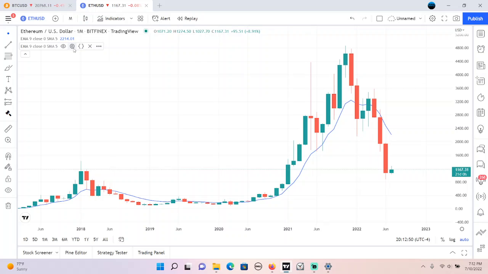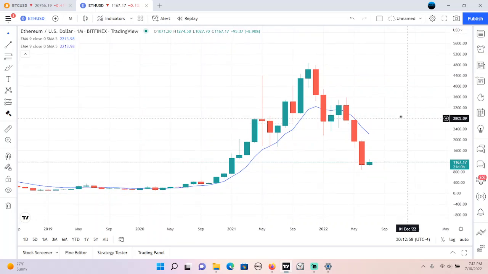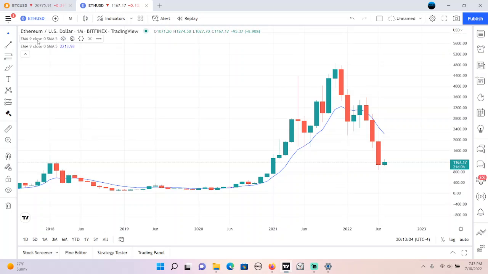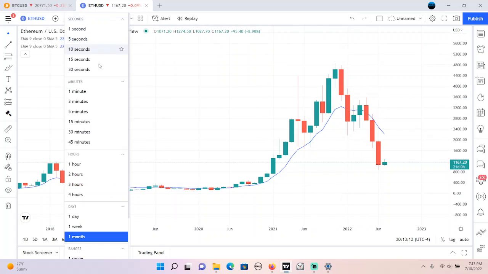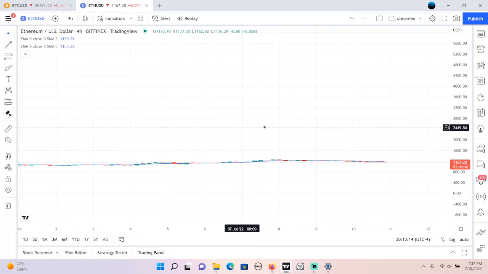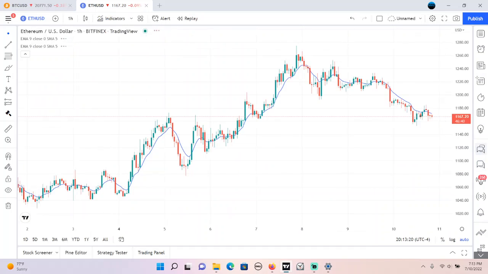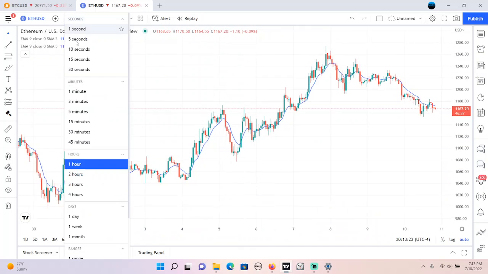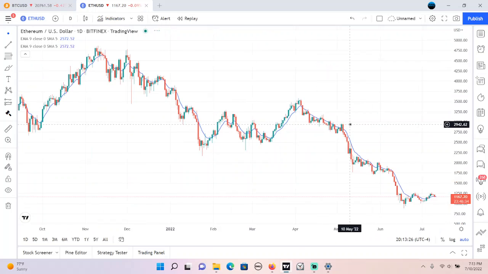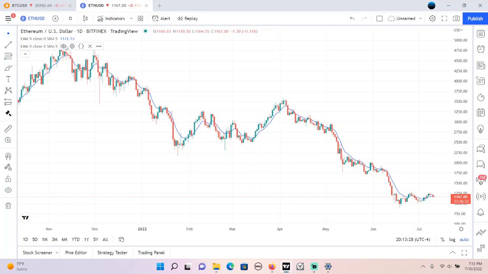So a moving average, all it does is take the history of the price and plot it on a line. So the 9 moving average would be the average of the last 9 candles. On the monthly chart, it's the last 9 months. If we go to the 4 hours, it's the last 4 hours. If we go to the hour, it's the last 9 hours. If we go to the day, it's the last 9 days, in that sense.